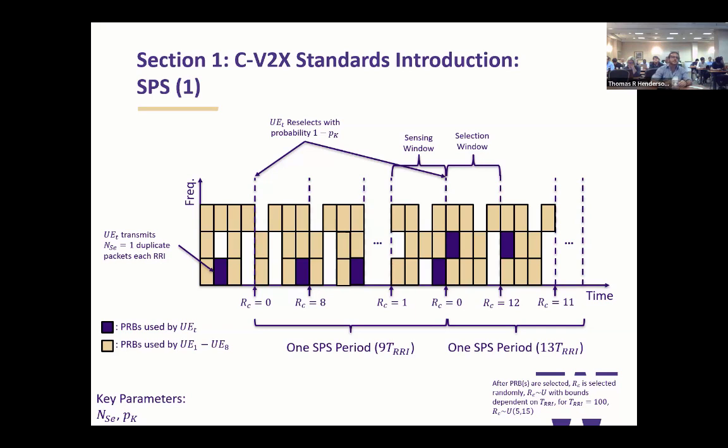In this example, each UE is transmitting with NSE equals 1, a good thing given that there are 9 UEs and only 12 PRBs in the selection window, making the channel very dense. We'll also be exploring the effects of NSE later.